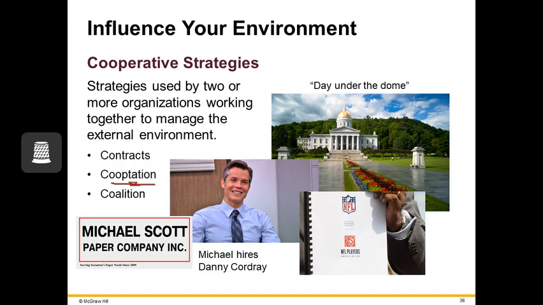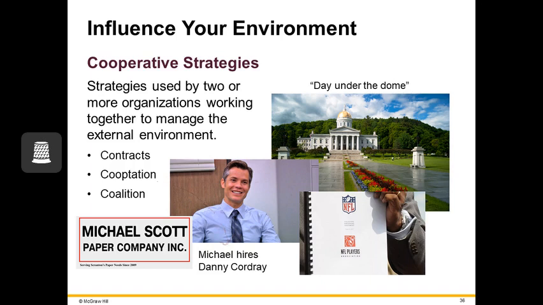So for fans of The Office, here's an example of co-optation. Now, this one's not really all that cooperative, but it would be if you go back to season 7. Michael hired a salesperson named Danny Cordray. Danny was the best salesperson in the Scranton market, and Dunder Mifflin was having trouble competing with him. So they went ahead and just hired him. They brought him on to help get his business.